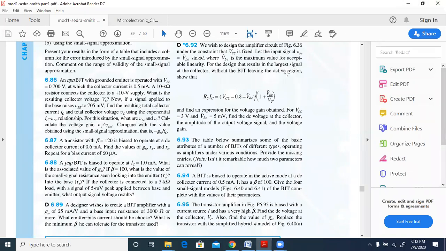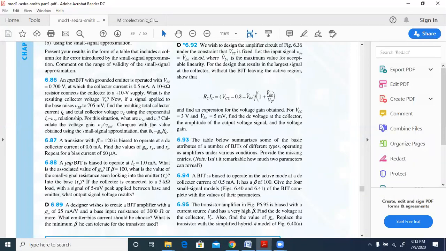Now compare this with the value obtained by minus GM RC. GM we have, you can calculate. The GM can be calculated as, GM value is IC by VT. IC we know, 0.5 milliamperes. VT is 25 millivolts. Then you can just try to find the value of GM. RC is given to us as 10 kilo ohms, and compare those two values.